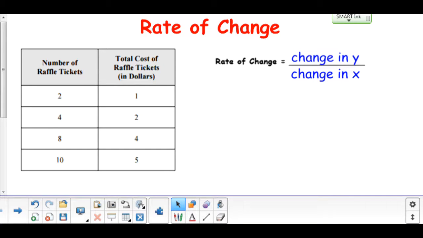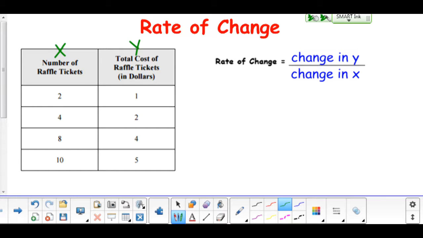When we are trying to find the rate of change, we are comparing an x variable and a y variable. In the case of our table, our x variable will always be the left column, so in this case, number of raffle tickets. In the right column, we have total cost of raffle tickets in dollars, so that'll be our y variable. Now our formula for rate of change is change in y over change in x. So to do that, we're going to select two rows.